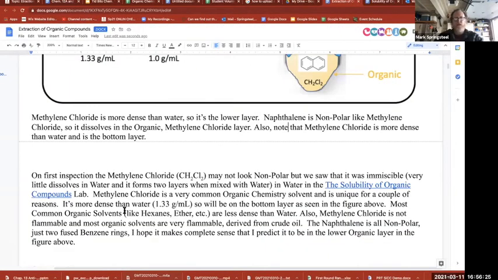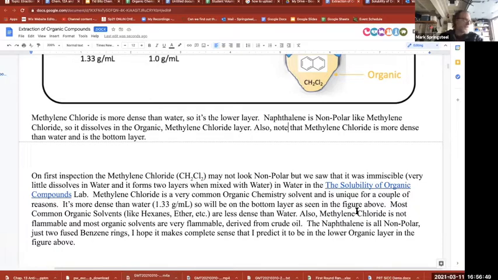That's unusual for organic solvents. Most organic solvents, like Stephanie's question, most organic solvents are actually less dense than water, like hexanes and diethyl ether. So they wind up being on the top layer. So usually in extractions, your top layer is your organic layer, but not with methylene chloride.